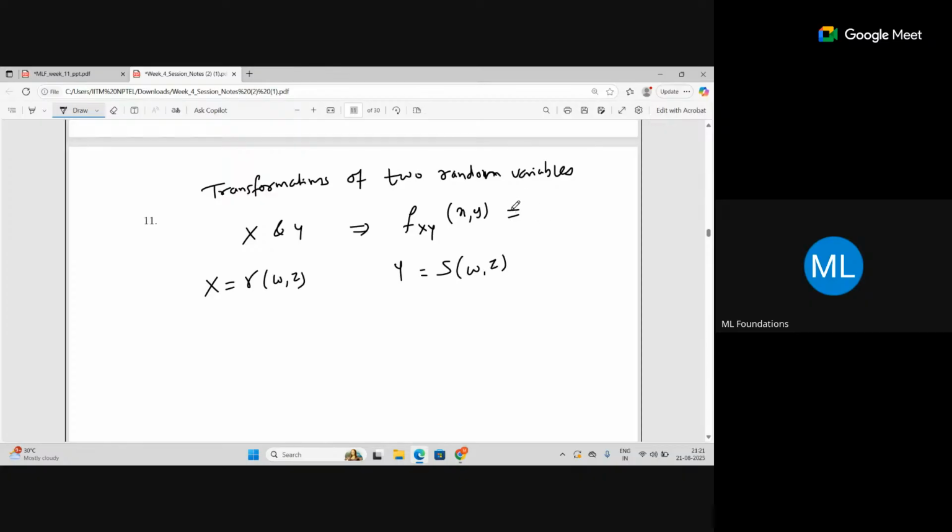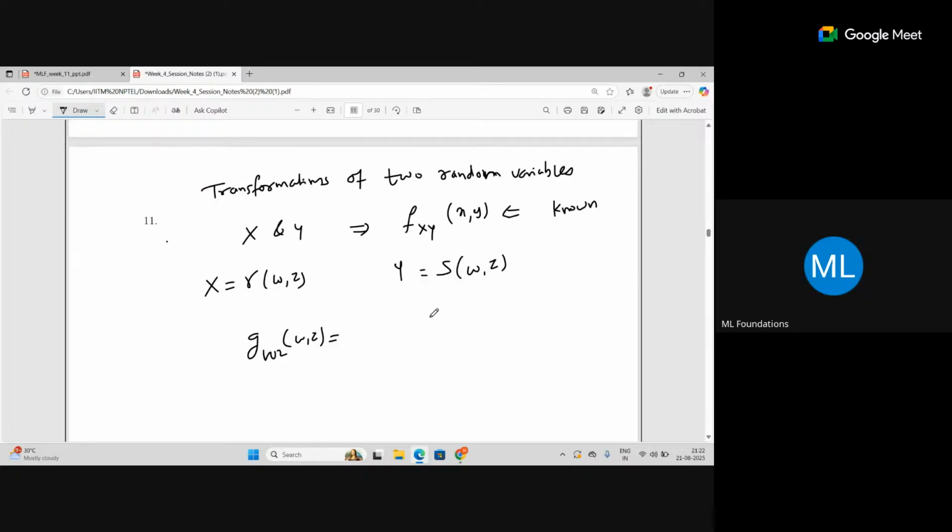The joint density of x and y is known to me, but x is a function of two other random variables w and z. Similarly, y is a function of two other random variables w and z, but they are two different functions of w and z. So now the question is, I want to find the joint density of w and z. So how to find it out?